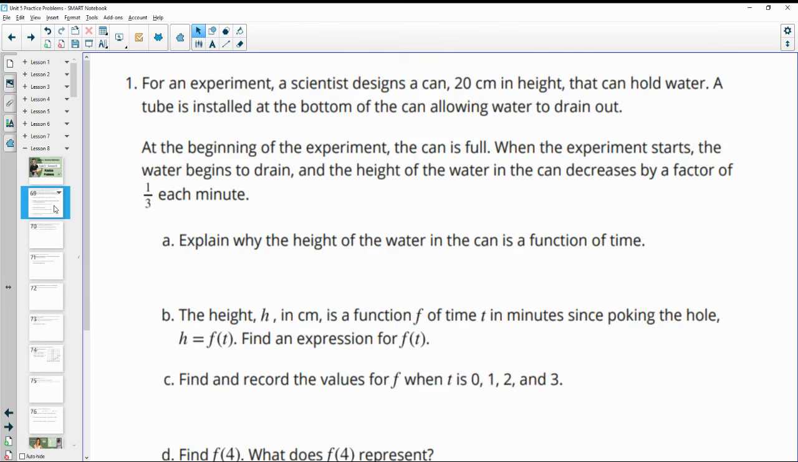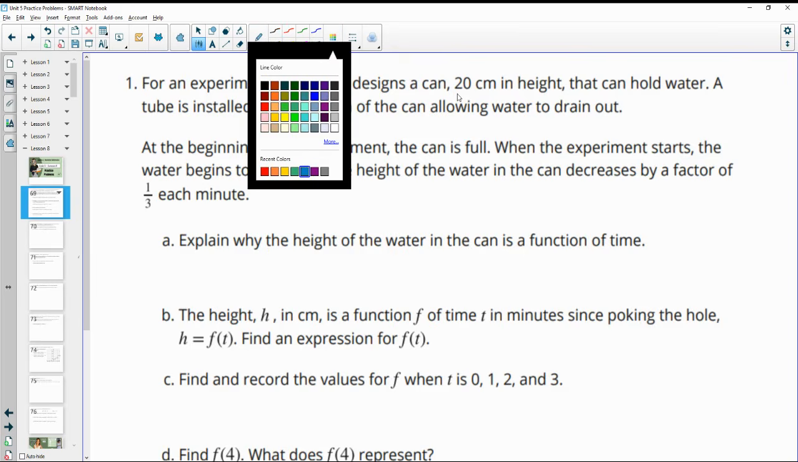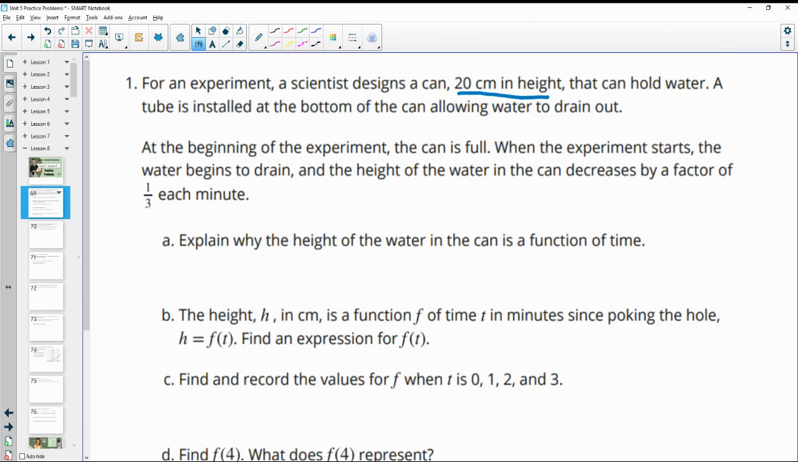Number 1 says, for an experiment, a scientist designs a can that's 20 centimeters in height that can hold water. A tube is installed at the bottom of the can, allowing water to drain out. At the beginning of the experiment, the can is full. When the experiment starts, the water begins to drain, and the height of the water in the can decreases by a factor of 1/3 each minute. Explain why the height of the water in a can is a function of time.